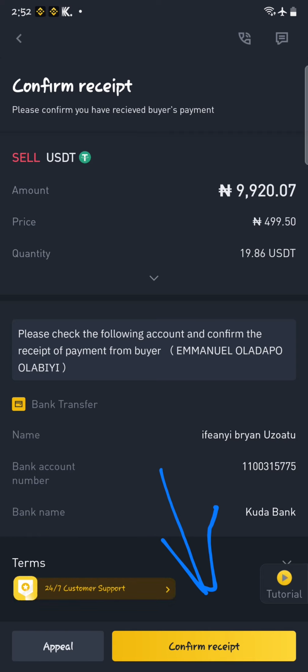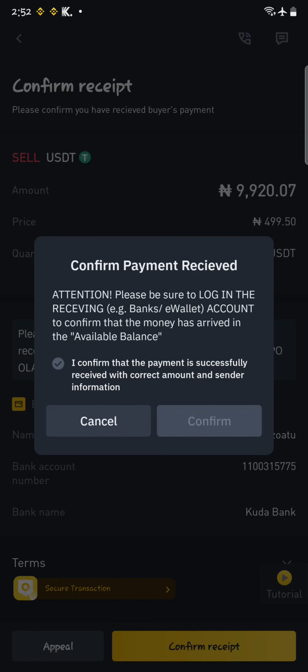For example, now the seller just told me that he has paid. So before I click on confirm receipt, I need to be sure that the money has entered my bank account. So what I'll do is I'll go over to my bank app and check and be sure that the money has actually entered my account, so that I won't be confirming a payment I am yet to receive. So, okay, I just got a notification from my bank, but then I'll still go to the app and check just to be sure. Okay, so I just checked and I found out that the seller has actually paid.